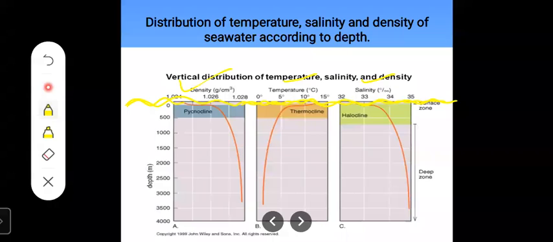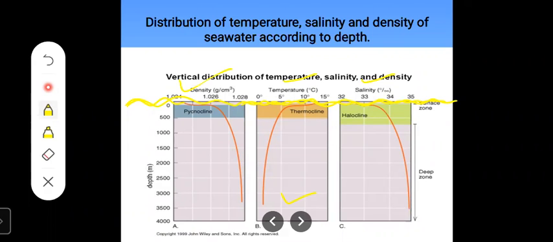Yes. Now this is the sea level, students. Now here we are going to see the distribution of temperature, salinity and density. First we will see temperature, the middle one. This we are going to see first. Now let's see how the temperature is being distributed.